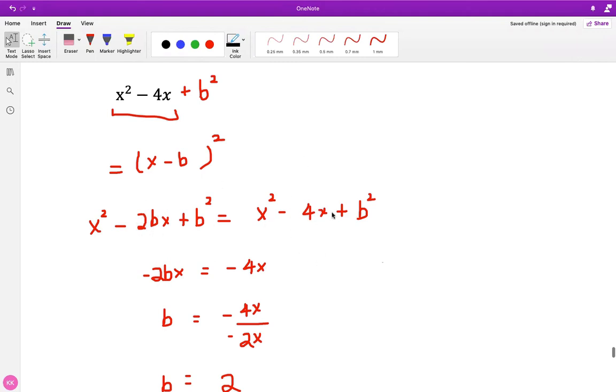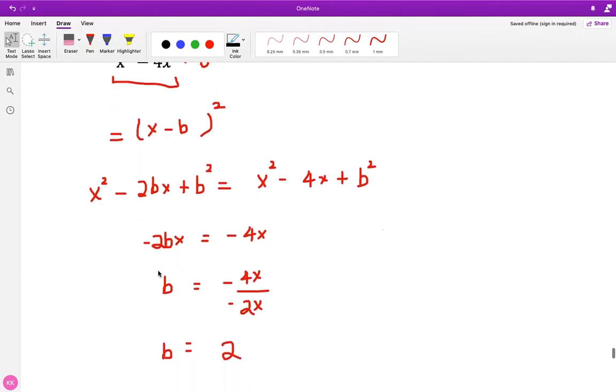But I need to make this equal by solving the b value. So how could I solve the b value? I just make these two sides equal. Negative 2bx equals negative 4x. I'm going to divide both sides by negative 2x to isolate this number. And I got b equals positive 2.